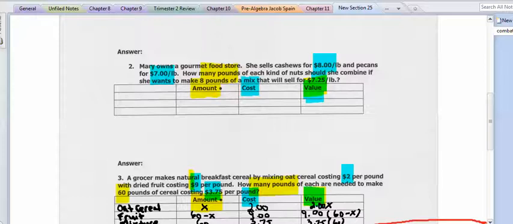Okay, so they've got the chart drawn, but they don't have it filled out. So information we know, we need to find out. Cashews.